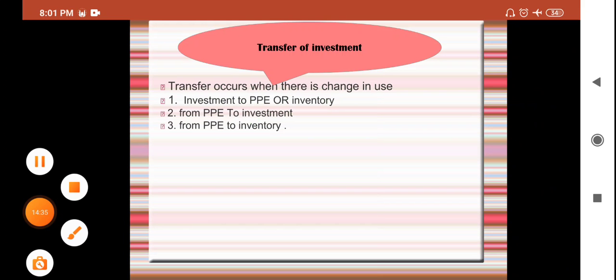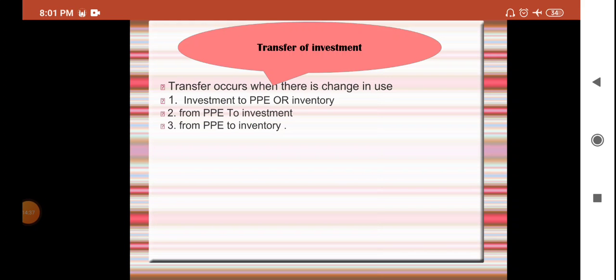So these are the concepts relating to IAS 40, investment property.